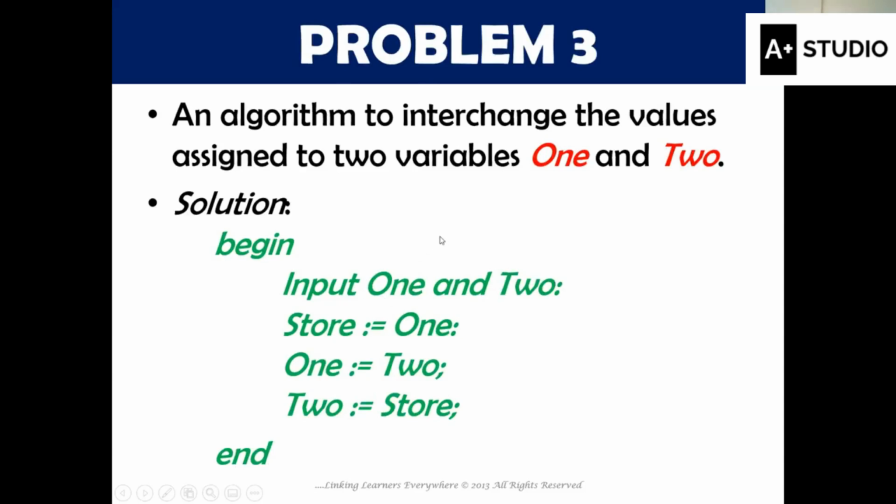And what are we supposed to do? The algorithm says take 2 numbers. The first number is called 1. The second number is called 2. Now, when we input this into the program, we are supposed to swap the numbers.